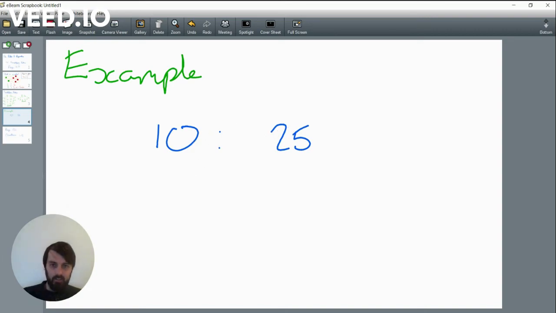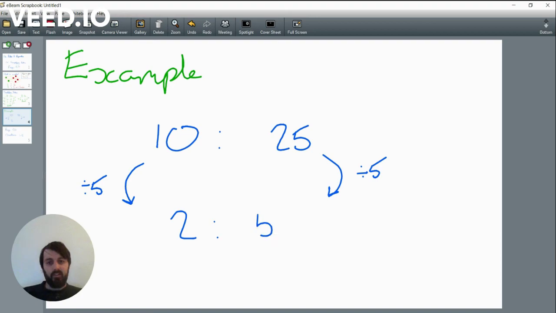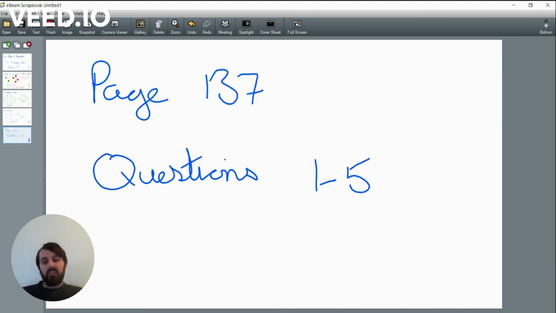And here, hopefully you can see 5 goes into 10, 5 goes into 25. So just divide by 5, both sides. And we get 2 here, and we get 5 here. So this is the final ratio. We can actually see these are both prime numbers, so we're not going to get something that goes into both of them. So we have to stop there. Yeah, so that was just another example.